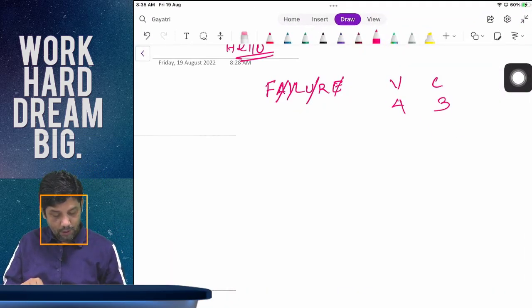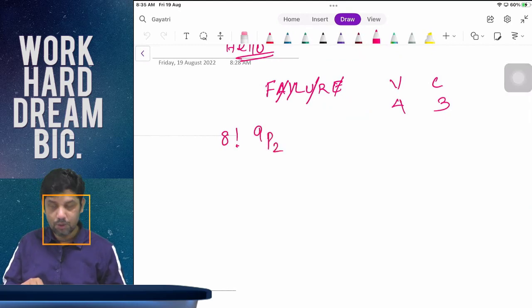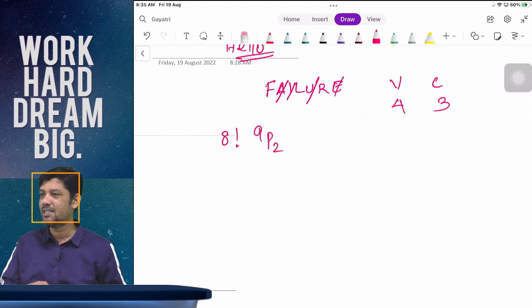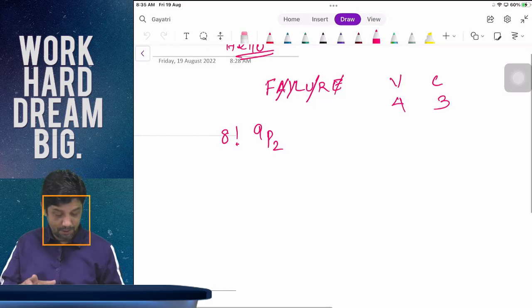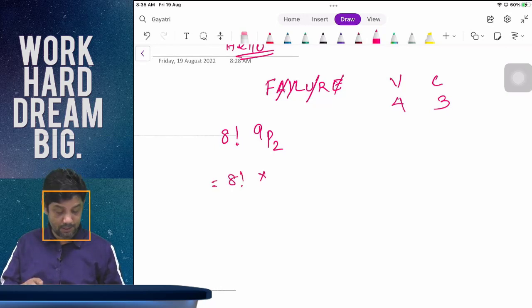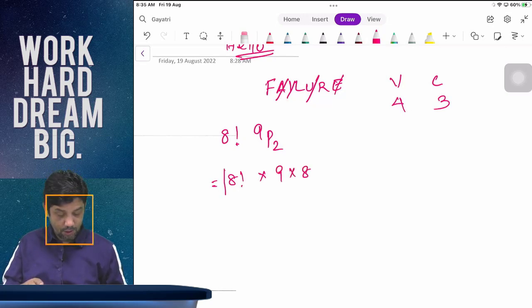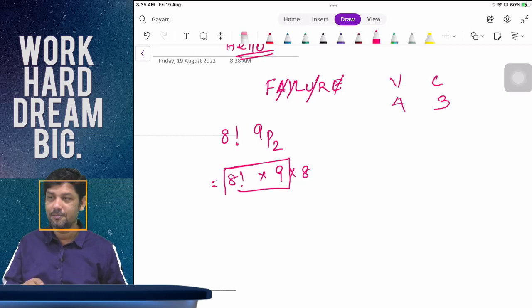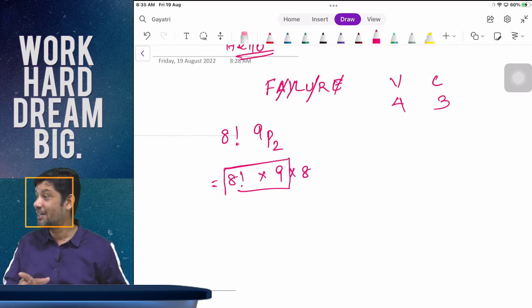Now, what exactly is the answer? 8 factorial into 9P2. But sir, there is some factorial notation in the answers given. Guys, it's very simple. Is it 8 factorial into, can we write 9P2 as 9 into 8? Is that right? Tell me, my dear, what is 9 into 8 factorial? What is 9 into 8 factorial?